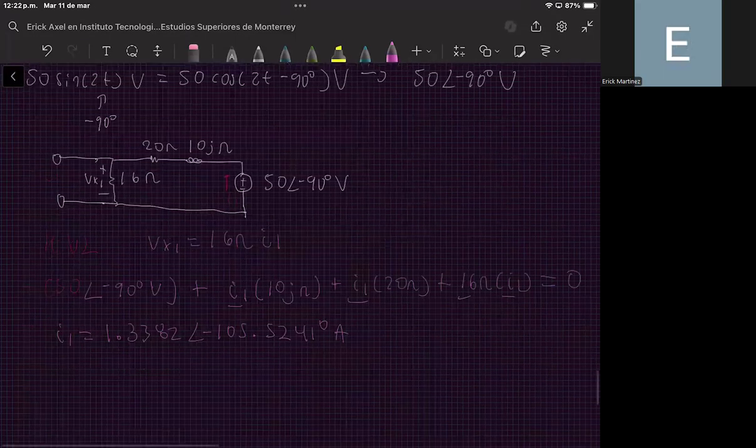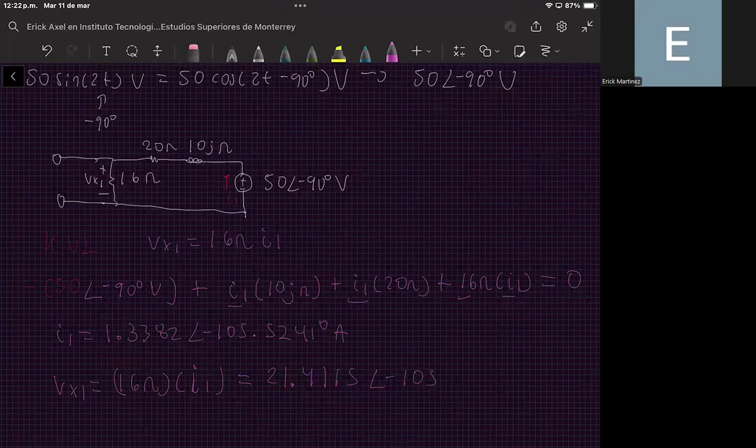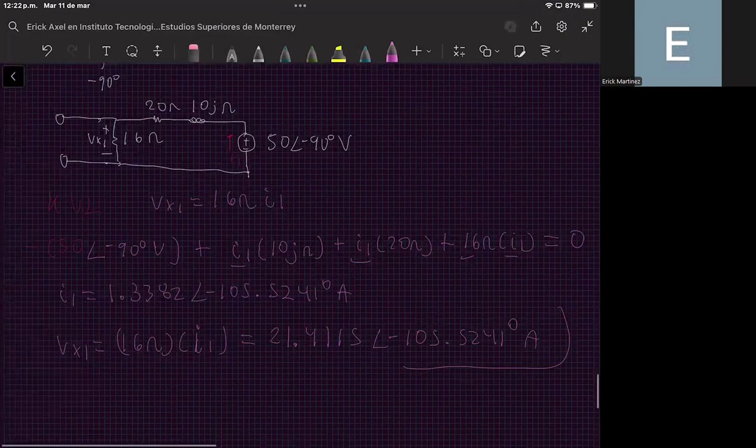Okay, and so Vx1 is equal to 16 ohms times I1. So this will be equal to 21.4115 with an angle of minus 105.5241 degrees, and these are volts. Okay, so this is Vx1.